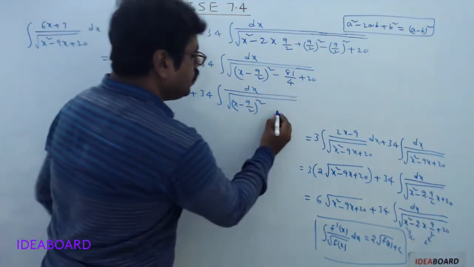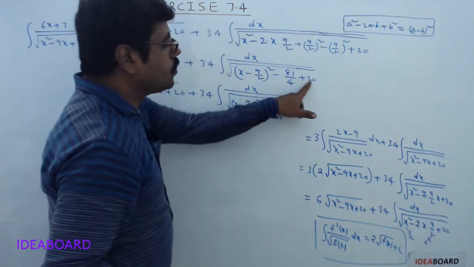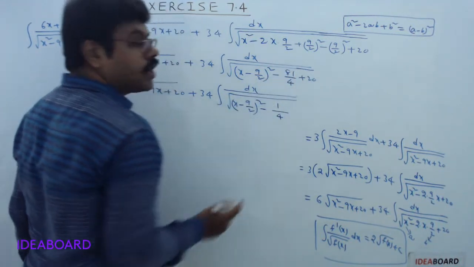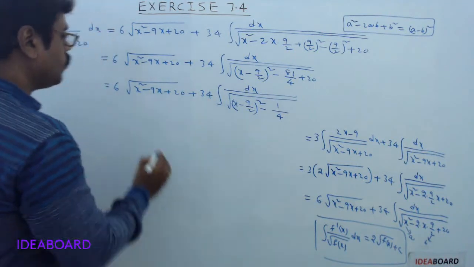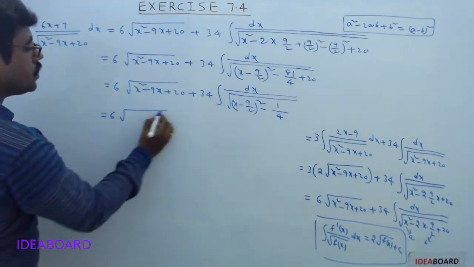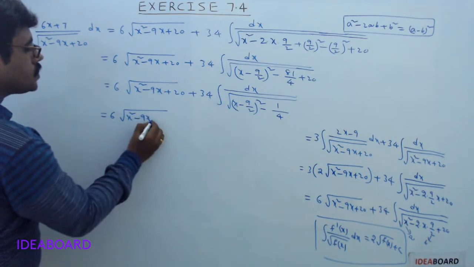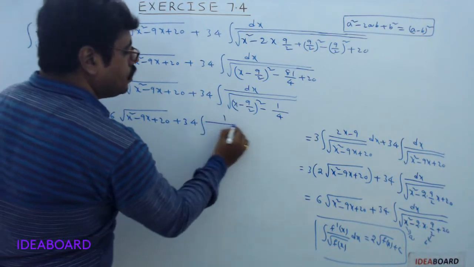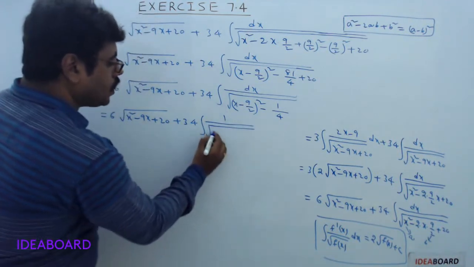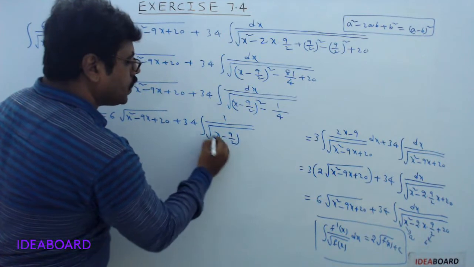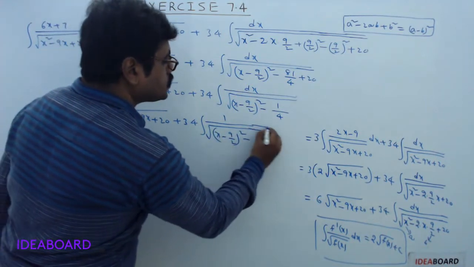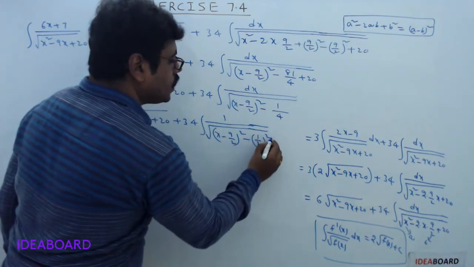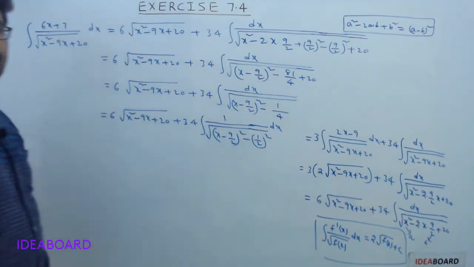Here the LCM will be 4. 4 into 20, 80. So minus 81 plus 80 is minus 1, so minus 1 divided by 4. Now this is equal to 6 into square root of x square minus 9x plus 20 plus 34 into integral 1 divided by square root of x minus 9 by 2 whole square minus, this 1 by 4 can be taken as 1 by 2 whole square, dx.